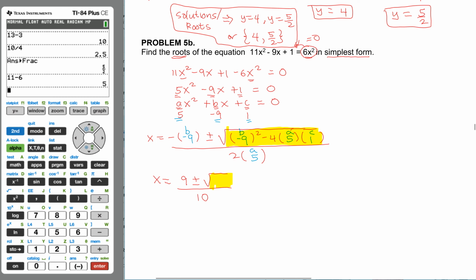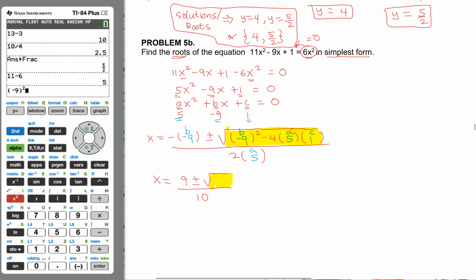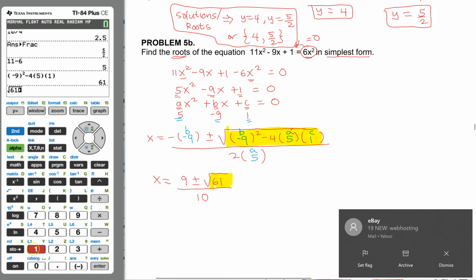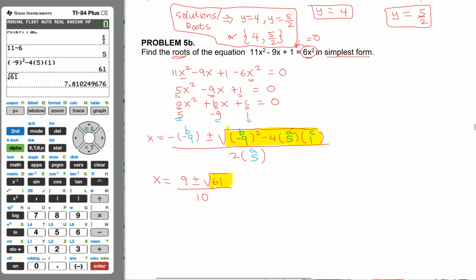So let's do that in the calculator. So we have here negative 9 squared minus 4 times 5 times 1, then press enter. This one gives you 61. Now see if there's a square root of 61. So you have second square root of 61, press enter. There's no square root of 61 because it gives you a decimal answer.